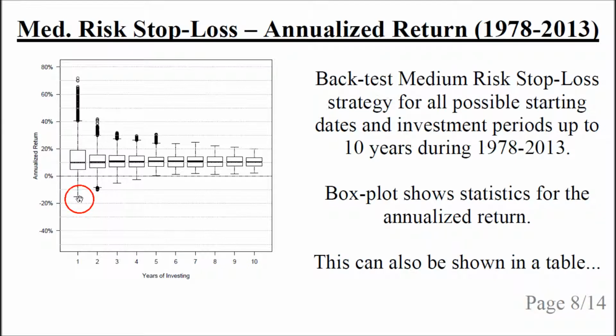So for example, for 1 year of investing, the lowest return was a loss of about 15%, and the highest was something like 72%. The median was about 10%. And as we can see, the distributions get more narrow as we invest for more years.